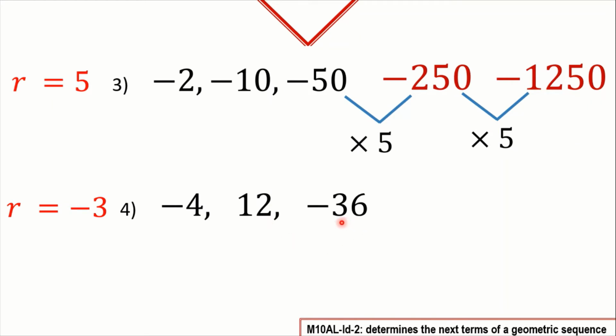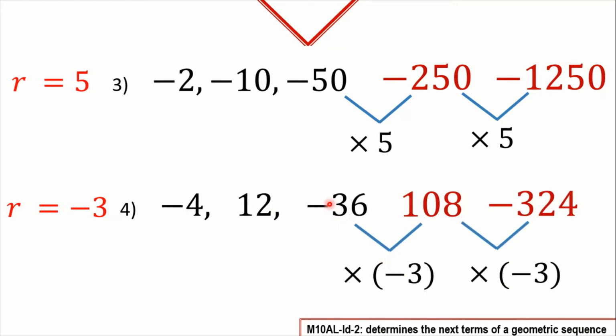Now, para makuha ang kasunod ni -36, so -36 times negative 3. Tandaan, kapag nagmumultiply ng pareho ng sign, the answer is positive. Kaya ang sagot or ang next term natin ay 108, positive 108. Now, para makuha ang kasunod kay 108, so times ulit natin sa common ratio na negative 3. So, 108 times negative 3 is negative 324. So, pwede nyo ring i-check, dapat alternating ang signs nila. So, negative, positive, negative, positive, and negative.